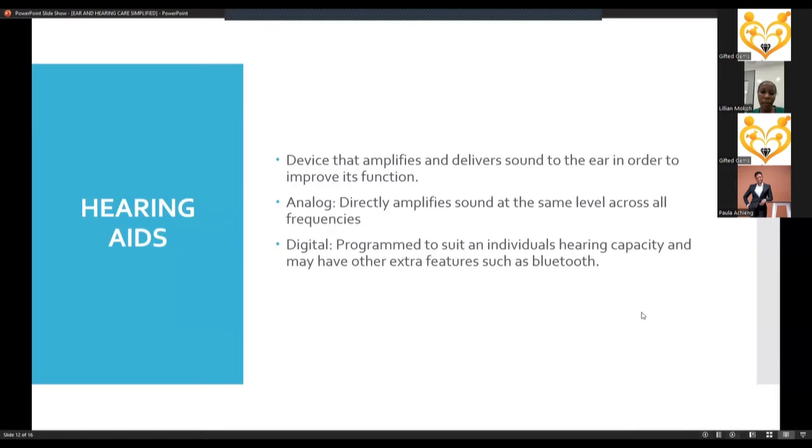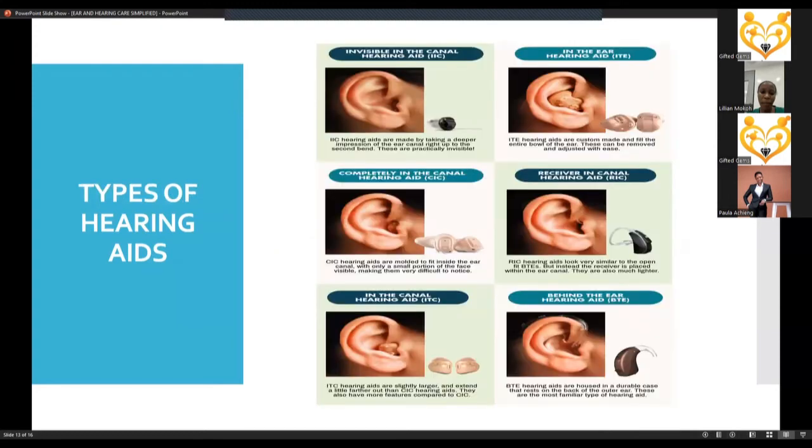Currently, because of the advancement in technology, we only recommend that people use digital hearing aids. But because of cost and such things, the needs of the patient are met according to what you're able to get and the problem you've presented with. As for types of hearing aids, we have a variety. Again, as I said, they depend on your type and level of hearing.